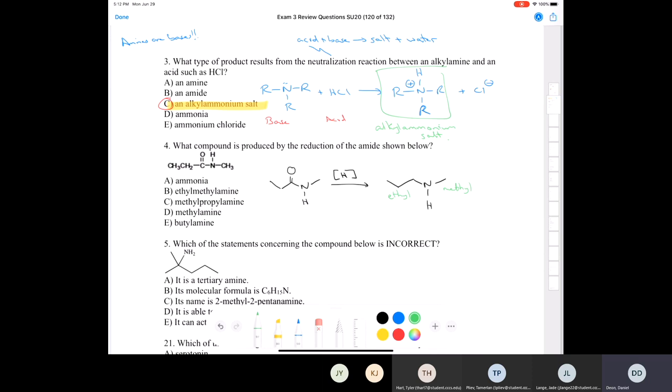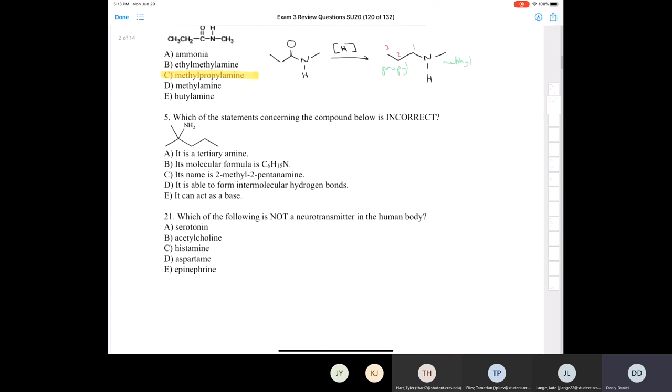Mr. Deon needs another coffee, I think, because I meant propyl. There we go, because we have 1, 2, 3 carbons, okay? So methyl propylamine, sorry, would be the correct answer. So the correct answer for this one would be C. What you have to remember is that when you reduce an amide, you end up removing the oxygen from the carbonyl group. That's what happens in the reduction of an amide. All right, let's move on.